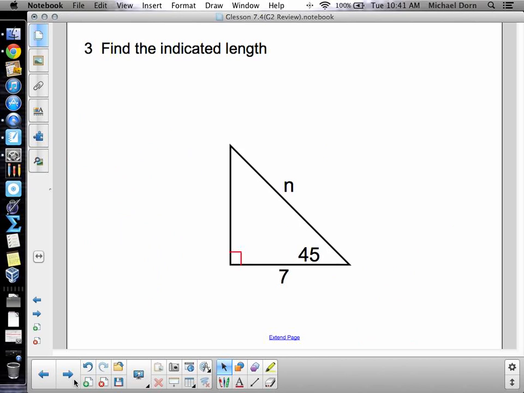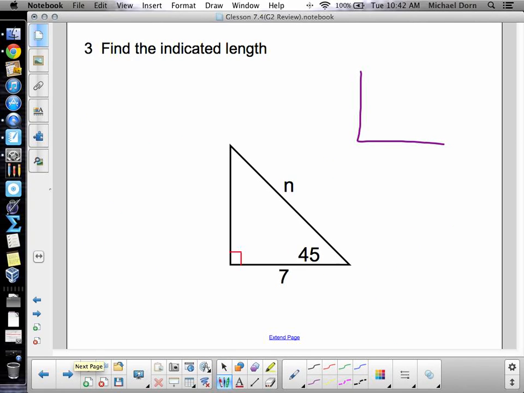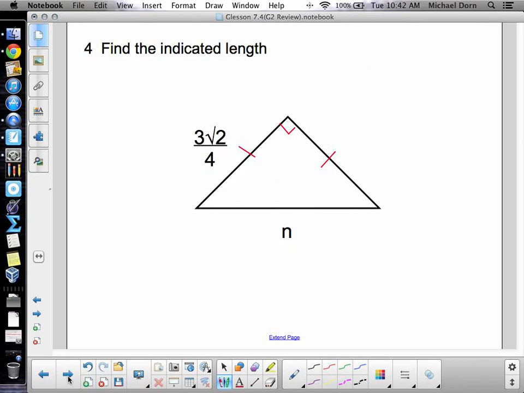Find the unknown length. 45, 45, 90 triangle. This is not the one we did last night. This is the one we did Friday night into Monday. Remember, this is the one where the legs have to be congruent. The hypotenuse is the length of the leg times the square root of 2. That's this one. That's this pattern. So if this leg is 7, how long is this leg going to have to be? 7, and n is going to be 7 root 2. Very simple in the 45, 45, 90 like that.